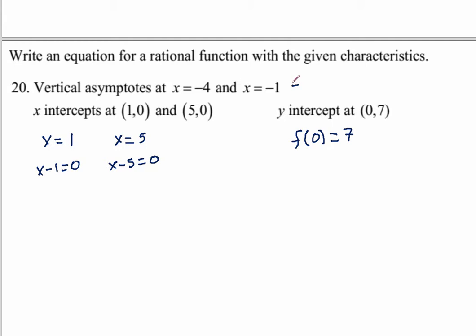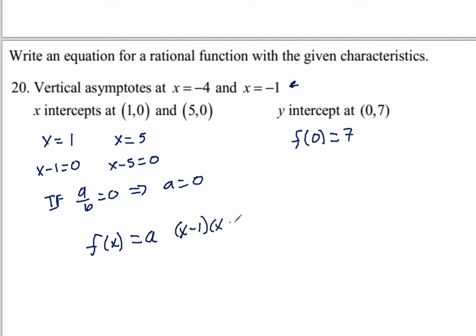Now what up here about these asymptotes? What do those tell you? Well, let's back up for a minute before I talk about the vertical asymptotes. The x-intercepts were given by the fact that if a divided by b was equal to 0, then what that inferred is that a must have been equal to 0. In other words, the numerator was equal to 0. That's how I found my x-intercepts. So what I know about f of x so far is that f of x is equal to some factor a times x minus 1 times x minus 5. In other words, these had to be the factors in the numerator.